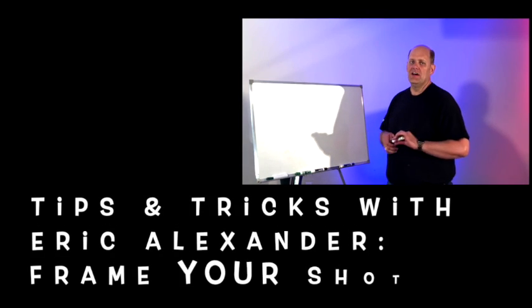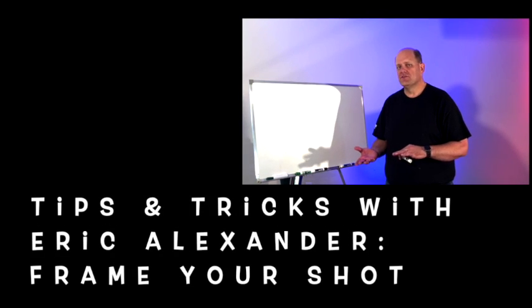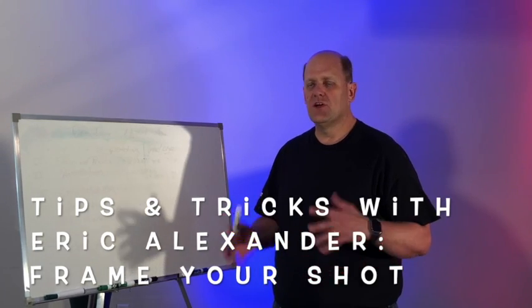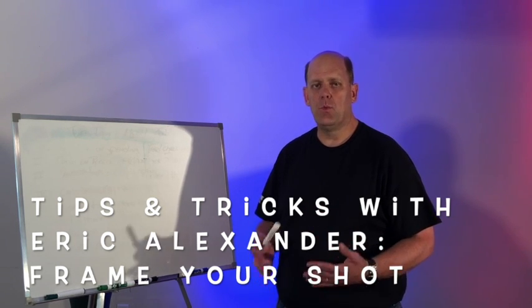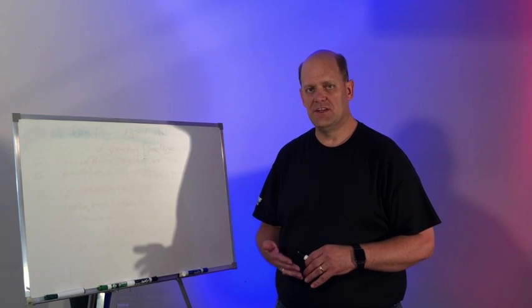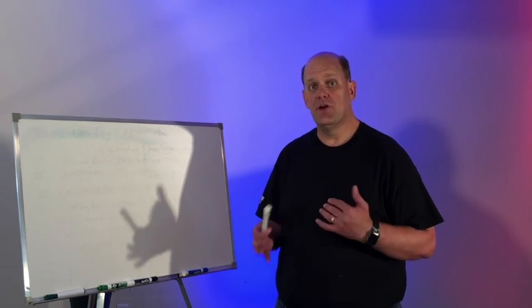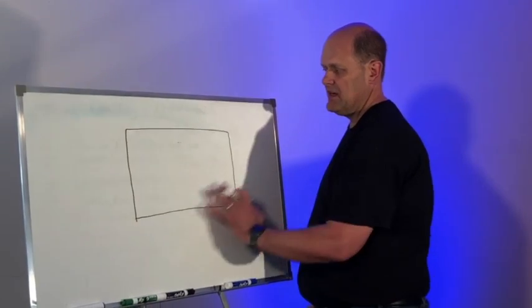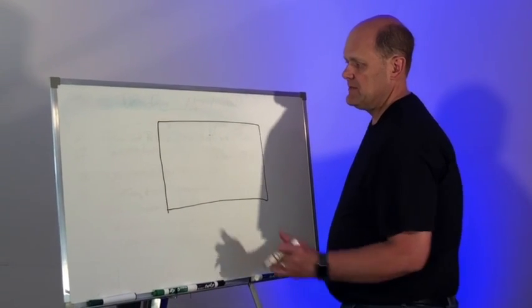So now I'm going to move over to video just for a little bit. There are so many things that can happen. One of them is framing your shot. You want to make sure that it looks good on your camera and that people are in the right place. This is what you see through the camera lens.